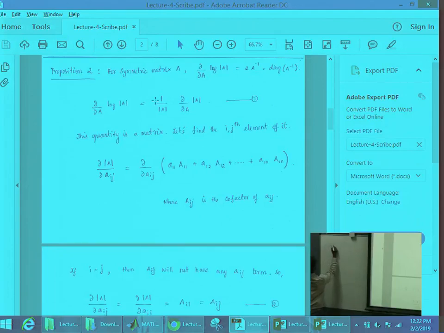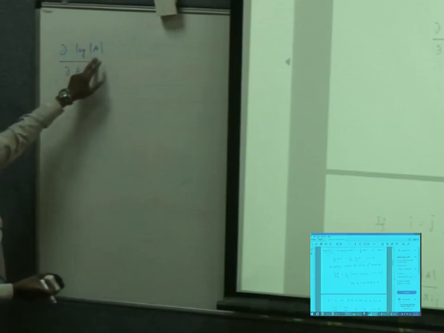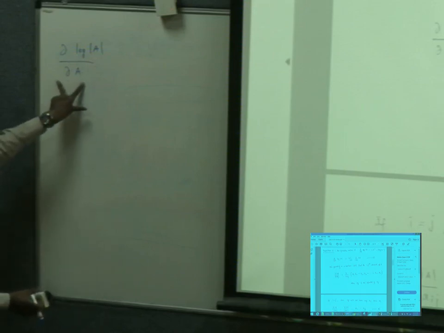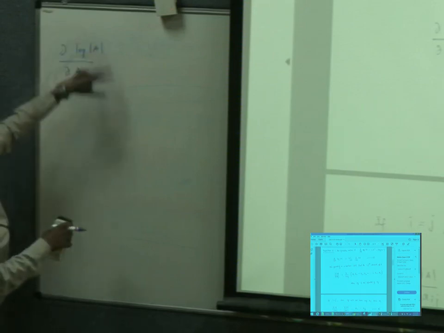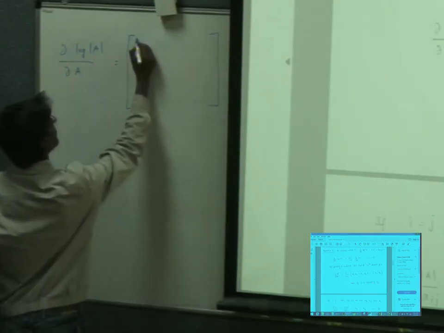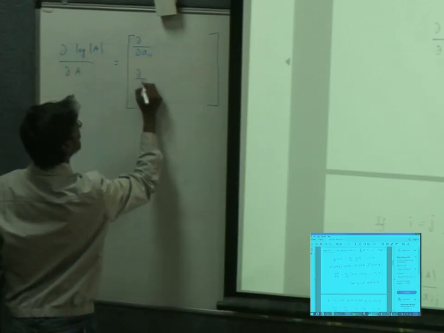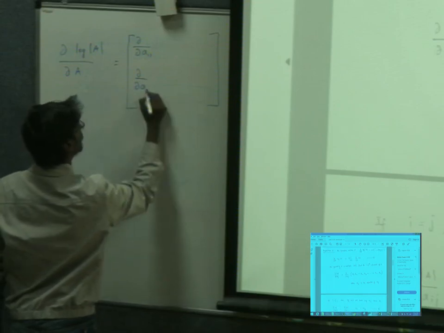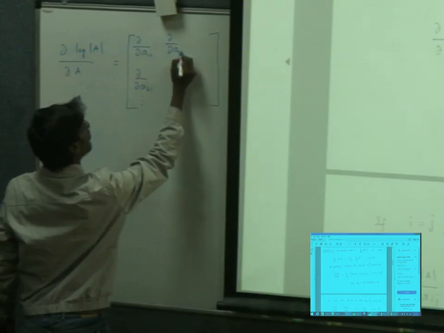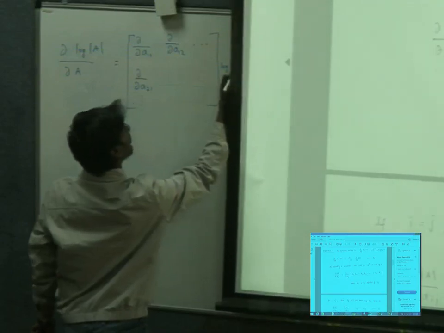We take the determinant of this matrix and take the logarithm of that, and we take the partial derivative with respect to each of the elements of A. So this entire thing will be like a big matrix. This is the partial derivative of log mod A with respect to A11, with respect to A21, and so on. This is with respect to A12 and so on, of this function log of mod A.